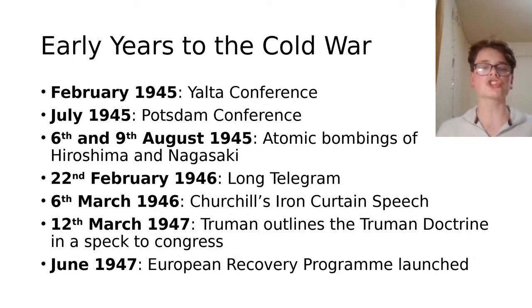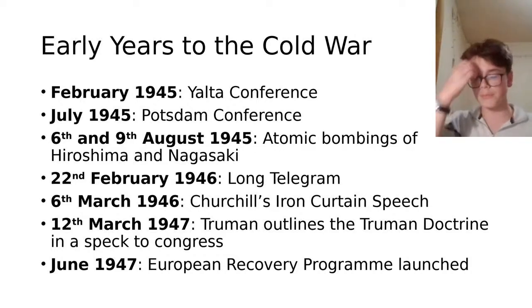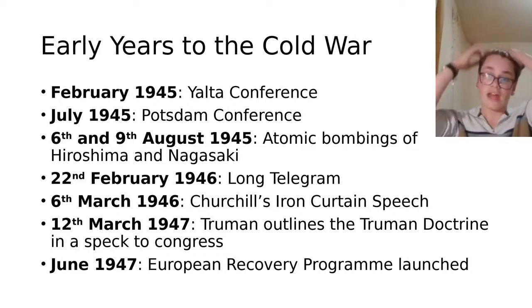And on the 12th of March 1947, Truman outlines his doctrine in a speech to US Congress. And this is where the European Recovery Programme, or the Marshall Plan, is launched in June 1947, in which $17 billion of aid is made available, with $13.15 billion given out, including $9.2 billion to the United Kingdom. This is starting the policy of containment to try and keep communist countries communist and not let it spread.